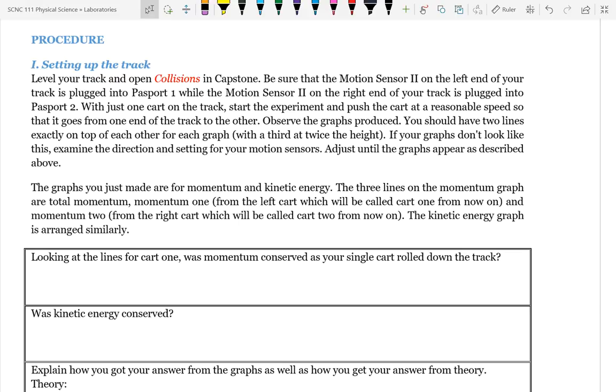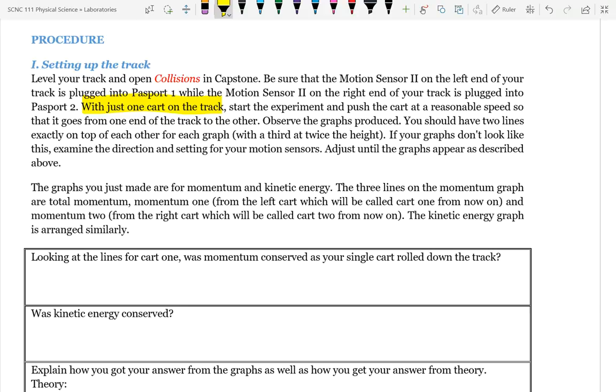Okay, so I have all that connected together. Press the power, it should power up. Now everything's ready to take data. So now let's look at what you're going to do. Your first thing that you have to write down is you're going to, with just one cart on the track, start the experiment and push the cart at a reasonable speed so that it goes from one end of the track to the other.